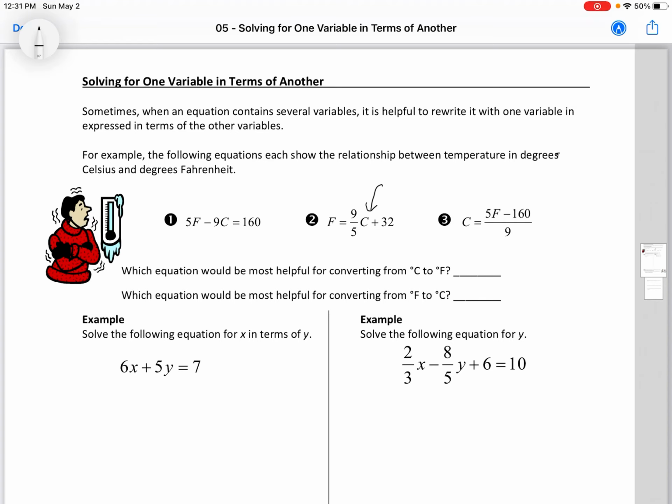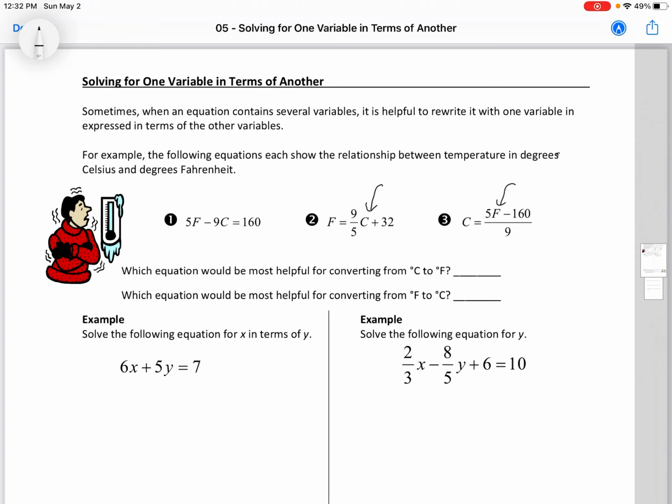Then the third equation has moved those variables around, and that's actually what we're talking about in this lesson, moving those variables around. And it's got C equals 5F minus 160 over 9. So this equation's good. You take the Fahrenheit and plug it in there, and then you get Celsius as your answer. So here's the big point of the lesson in these two lines. The rest of it is just using the algebra we've done in previous sections. The big question is, which equation would be most helpful for converting Celsius to Fahrenheit?